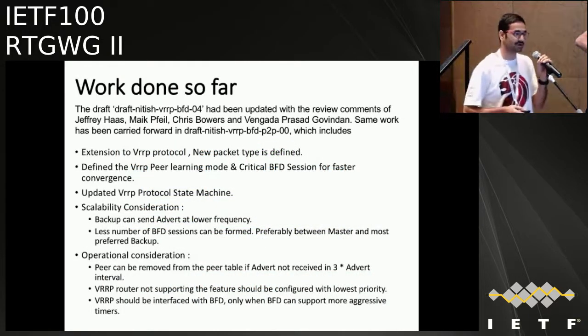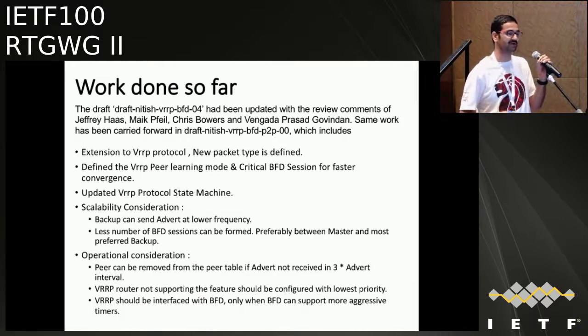So in this draft, we have brought in all the comments which Jeff, Mac, Chris and Venkata have given us. With this draft, we are bringing an extension to the VRRP protocol where we are adding a new packet type. Then we are defining a peer learning model and defining a critical BFD session for faster convergence. Also, since we are bringing a new advert packet type, we are updating the VRRP protocol state machine to accommodate 2 new timers.